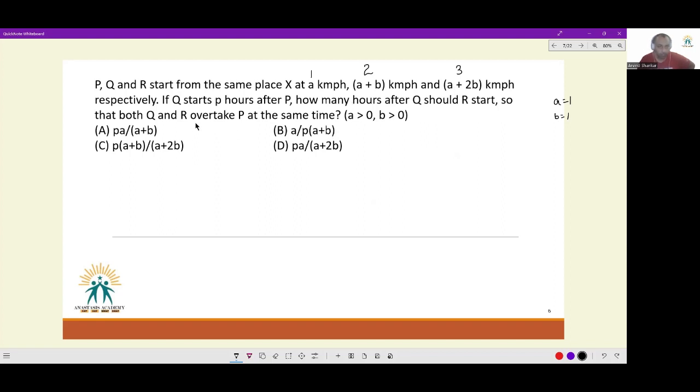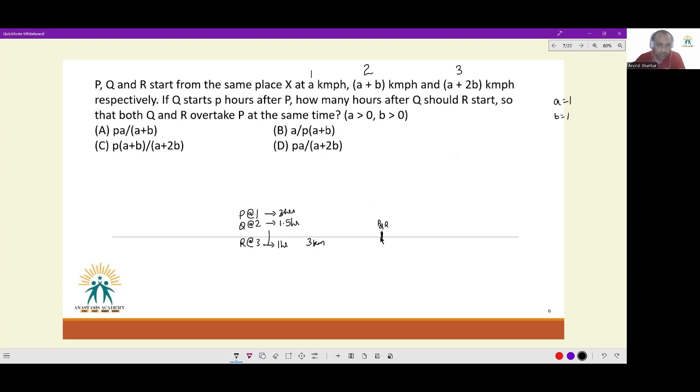Now if Q and R overtake P at the same time, can I say let that distance be 3 kilometers itself? So P traveling at the rate of 1 would have traveled for 3 hours. Q traveling at the rate of 2 would have traveled for 1.5 hours. And R traveling at the rate of 3 would have traveled for 1 hour, so that all P, Q and R reach this point simultaneously.